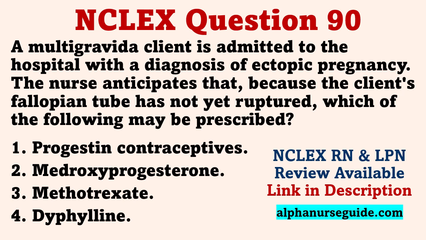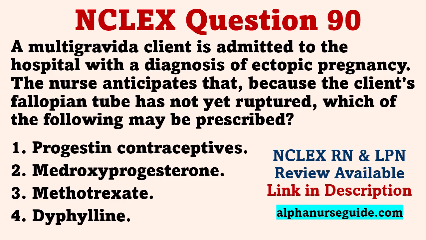A multigravida client is admitted to the hospital with a diagnosis of ectopic pregnancy. The nurse anticipates that, because the client's fallopian tube has not yet ruptured, which of the following may be prescribed? 1. Progestin contraceptives. 2. Medroxyprogesterone. 3. Methotrexate. 4. Diphyline.